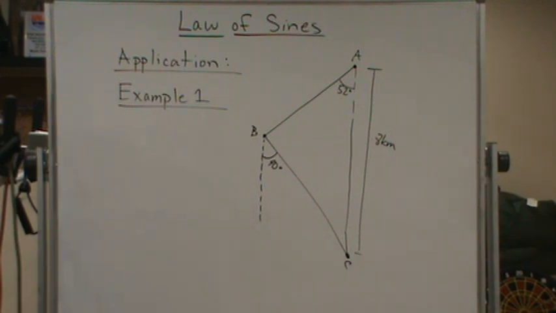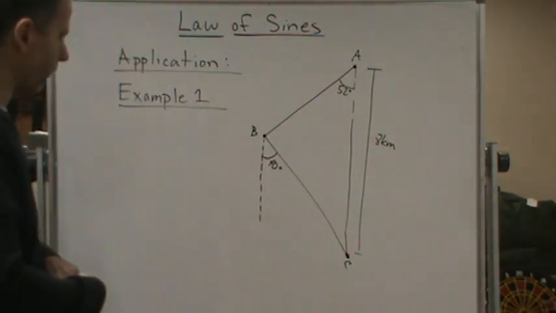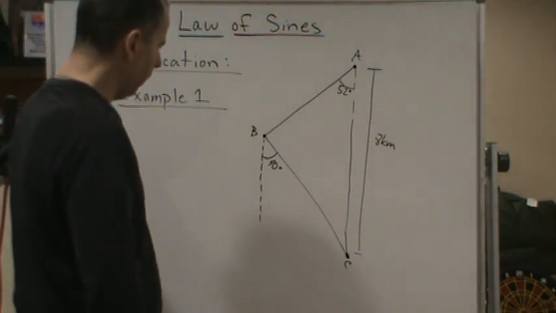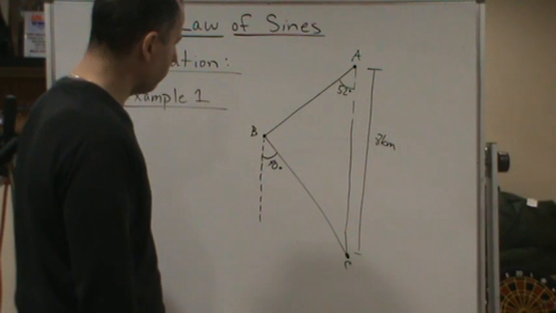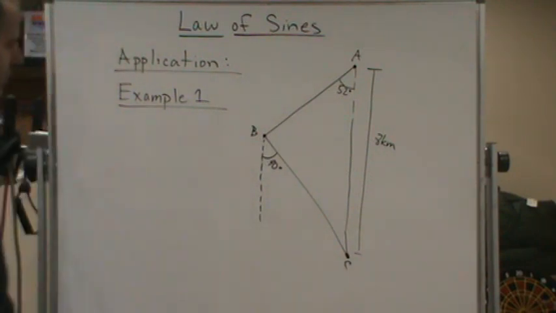And it says approximate the total distance of the race. So let's see here. Okay, so we want to approximate the total distance of the race. Here's one thing that we can do.